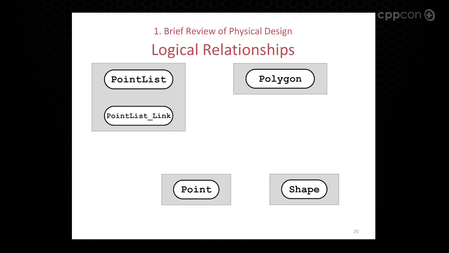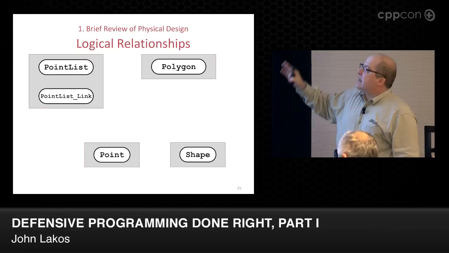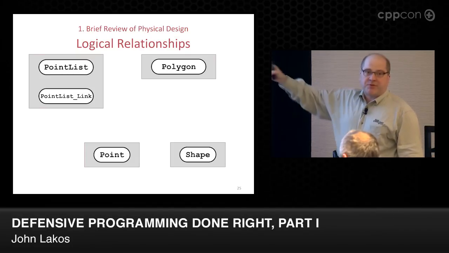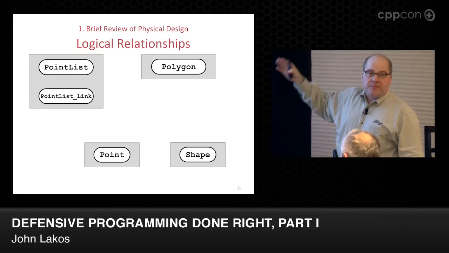And now just a quick look at notation that I came up with a long time ago, and I still like it. Here's just a quick intuitive idea of things. You know what a shape is. It's an abstract thing. Polygon is a concrete implementation.